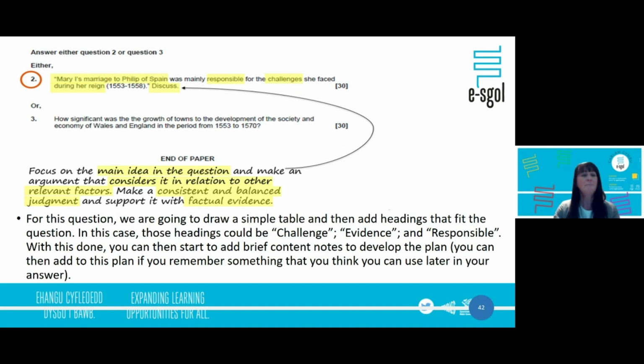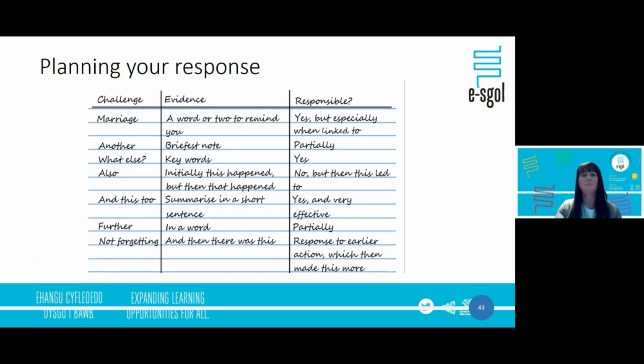So for this particular question, Mary's marriage to Philip, and was it responsible for the challenges she faced during her reign? We're going to just draw a simple table, okay, and then add headings that fit the question. So because there are sort of three things that we are focusing in on here, the challenge, the evidence, and was it responsible, then those could be the start of our headings. And then simple brief notes under each of those would suffice to do a plan in order to use it for your essay. So let me explain what I mean.